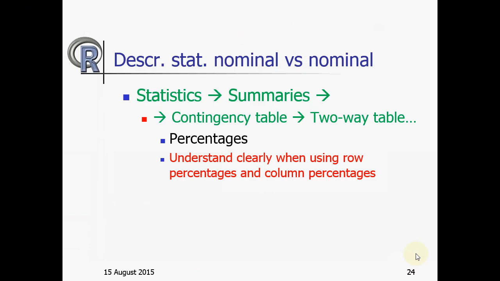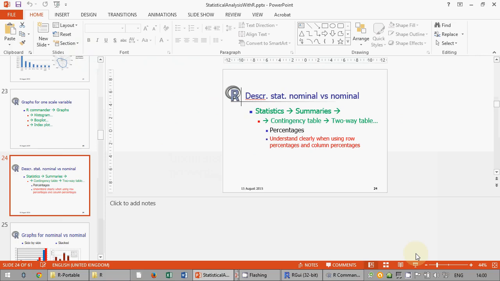Let's see. Let's switch to two variables. First case is a nominal and a nominal variable. Okay, what to do in this case? Well, in this case, the standard choice is the famous contingency table. A contingency table is just a cross table. The ones of you who have experience with Excel for sure have seen the pivot table.